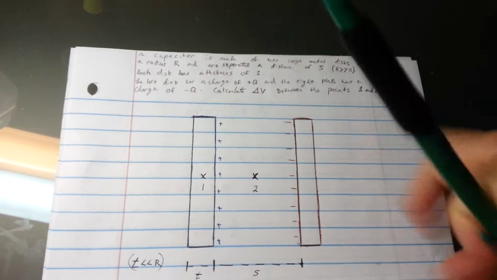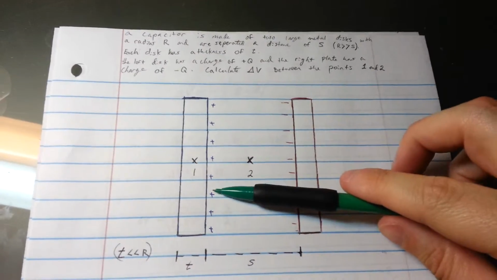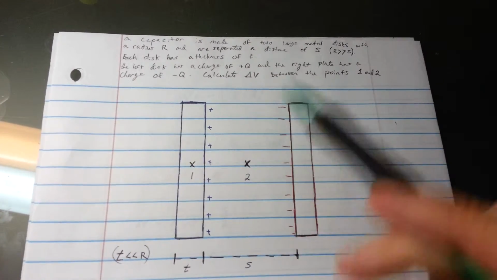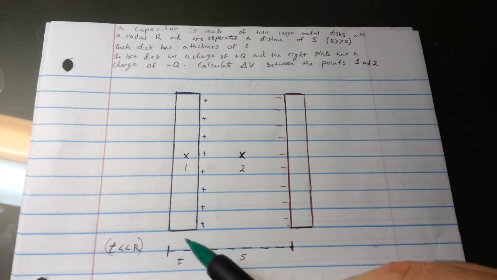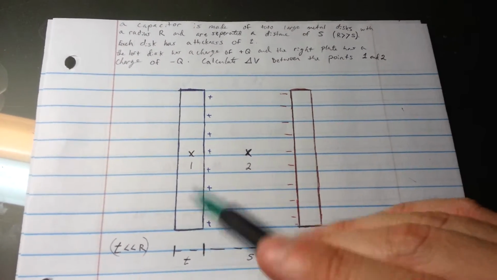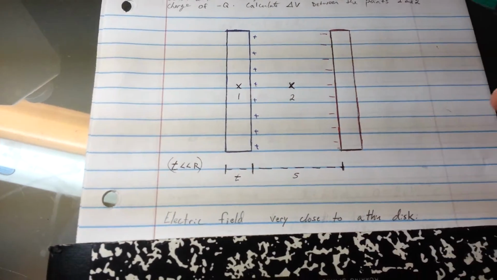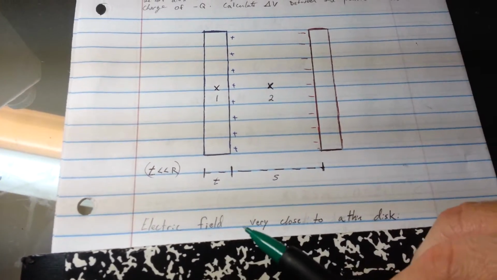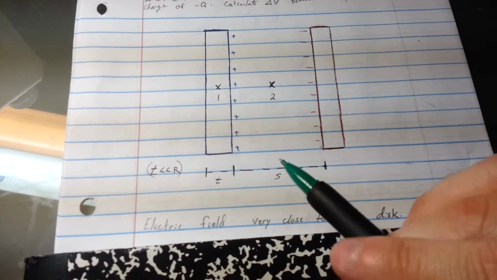So here's our negatively charged plate and our positively charged plate, and I didn't add it in the question, but the thickness, t, is going to be much smaller than the radius, so we don't really have to worry about it. So first things first, find the electric field very close to a thin disk.